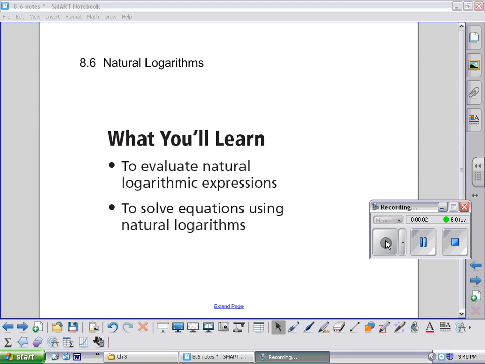How's everybody doing today? We're in section 8.6 today, natural logarithms. What you'll be able to do at the end of the day is evaluate natural logarithms and solve natural logarithms. Prior to now, we've been dealing with log base 10, typically. We've used some other bases along the way, but basically we've been using log base 10. Now we're going to use log base e. That's all natural log is: log of base e.